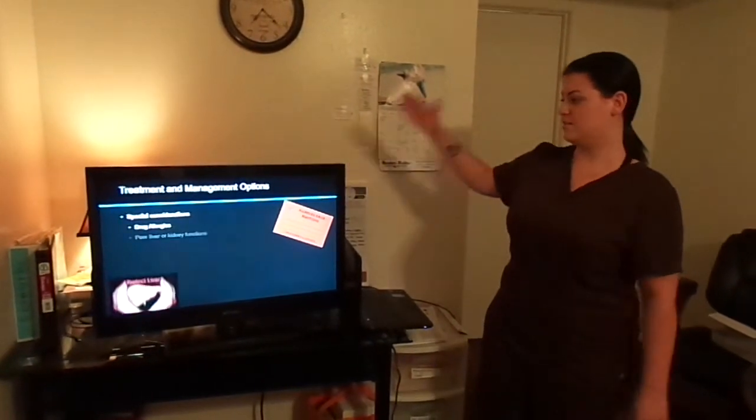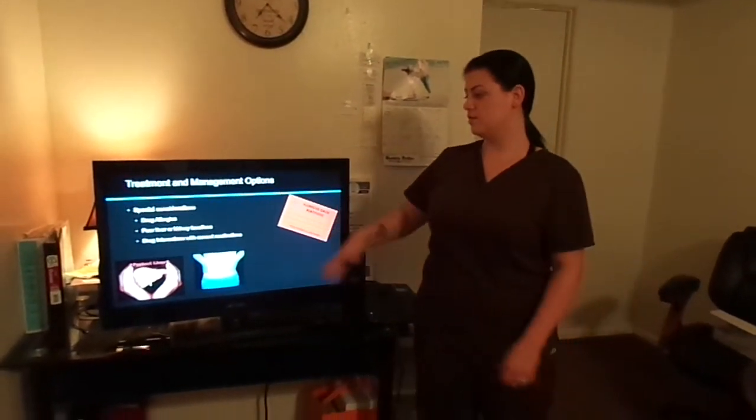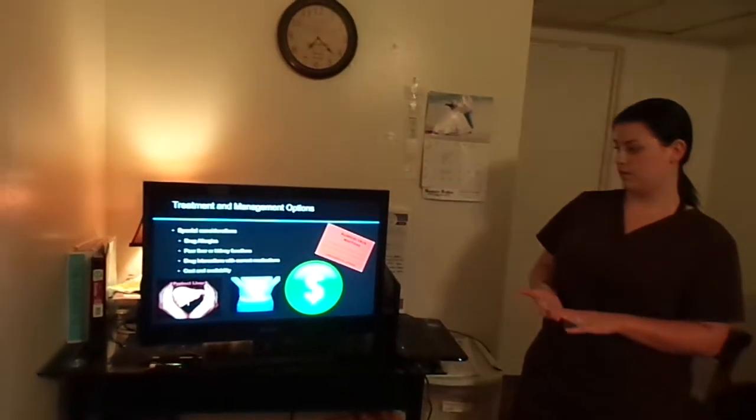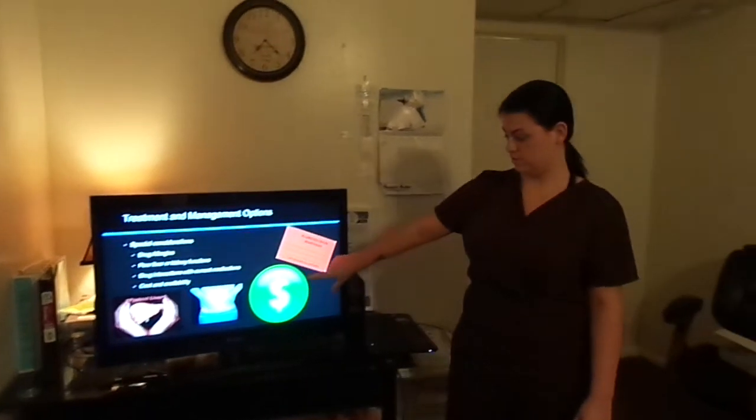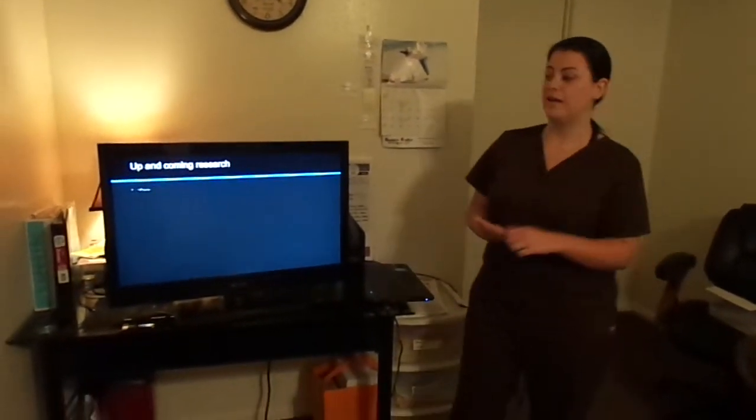Special considerations. People that have drug allergies. A lot of people have allergies to antibiotics, plus kidney and liver function, cost and availability. Some of these drugs are expensive. Some of these people might not have insurance.